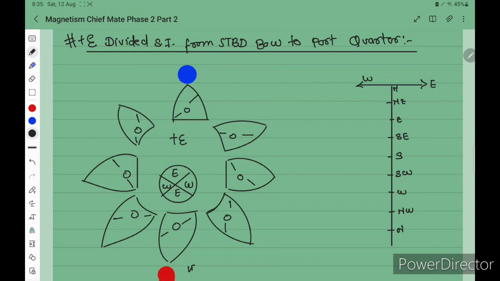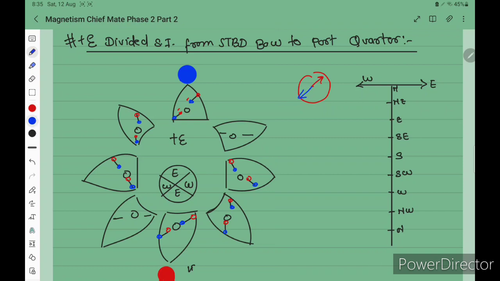Now the line of force entering makes a blue pole, so blue pole here and here. And where it leaves, that becomes a red pole. Now let's see how the compass is behaving. If it is divided, then we have to consider the closest one. So this is blue and this is red, and the compass needle looks like that.